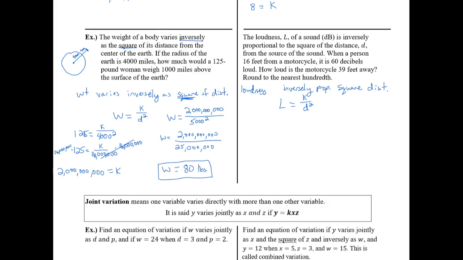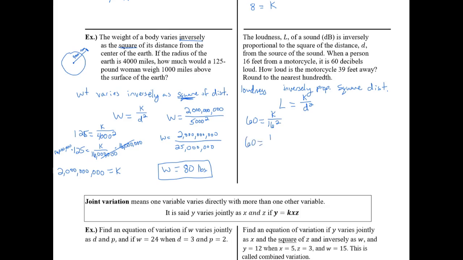Now we can find when a person is 16 feet from a motorcycle, it is 60 decibels loud, and we need to know how loud is the motorcycle 39 feet away. So this makes sense that this would be an inverse proportion, right? The further away it goes, the quieter it sounds. So it's getting less loud. All right, that sentence, when a person is 16 feet from a motorcycle, it is 60 decibels loud. So 60 decibels loud. We don't know the variation constant, and the person was 16 feet from the motorcycle. And don't forget that square.